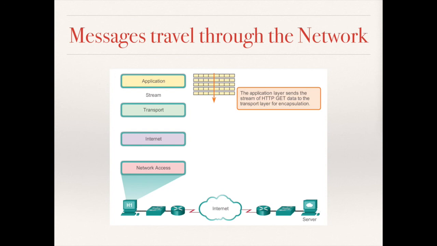Now that we've finished, let's take a global look at how messages travel through a network. First, the application layer sends the GET data to the transport layer. Then, the transport layer divides the application stream into segments and adds the TCP header. After that, the transport layer passes the segment to the internet layer, and there, the internet layer creates an IP packet, which is then sent to the network access layer and converted to electrical signals. Through this process, we can follow down the chain and understand how messages travel through a network.